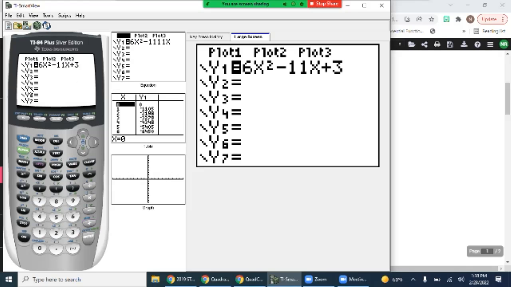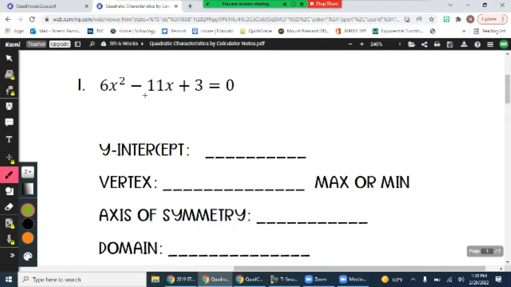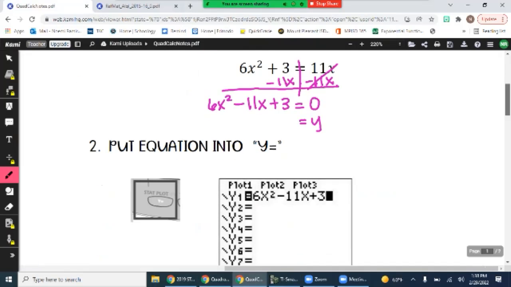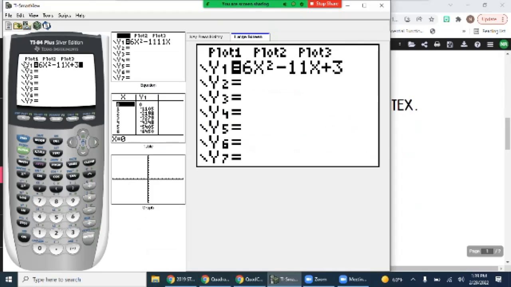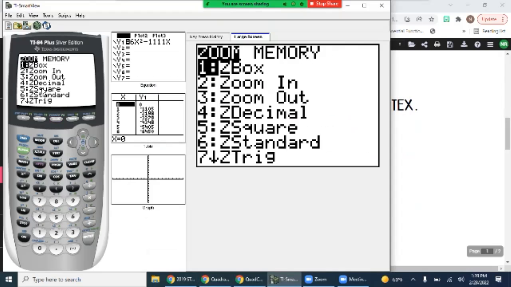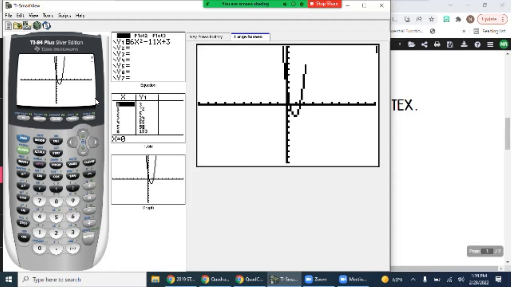Ready? All right, after you do that, where do we go? Next step is to press what? We're on step 3, zoom 6. Zoom is that button right in the middle, and then press the number 6. You don't have to scroll down, just push the number. It resets the screen to a standard 10 by 10 graph, negative 10 to positive 10. And what we're trying to figure out is if you can see the vertex.